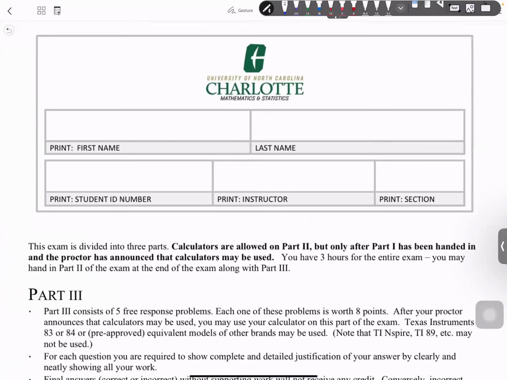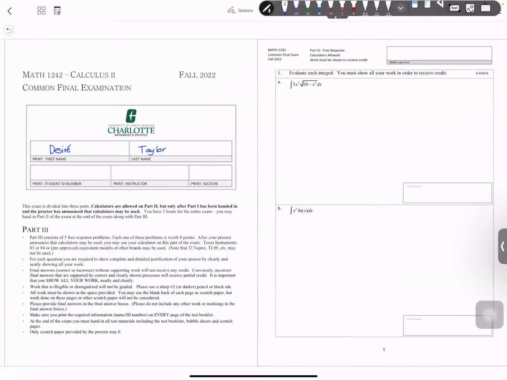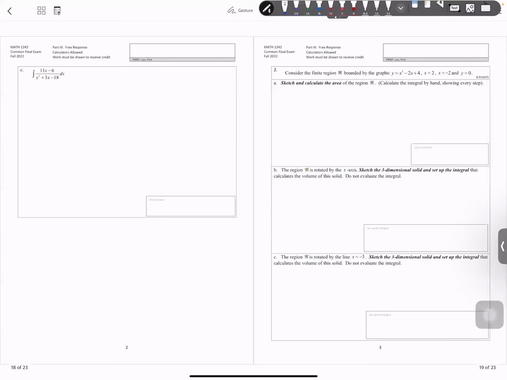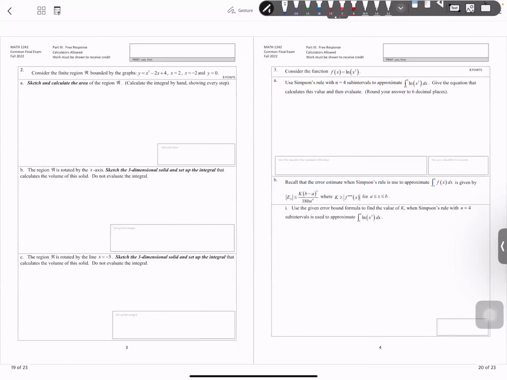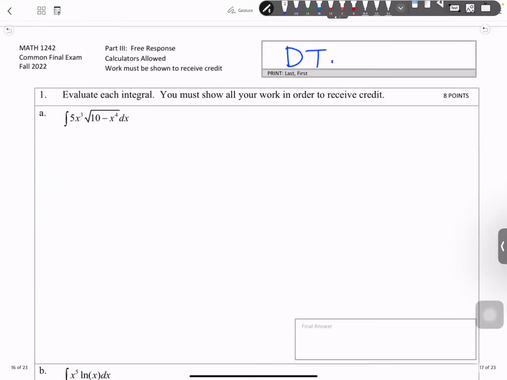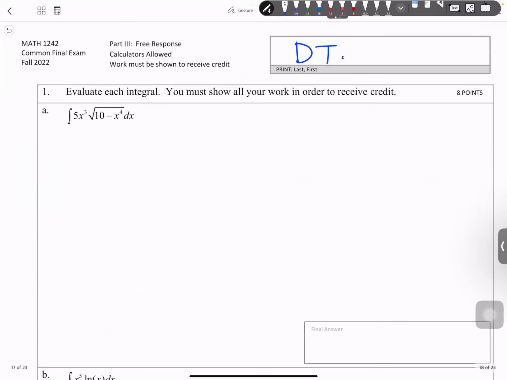All right, and again, for part 3, I want to emphasize, before you start, make sure that your name, there's a name box on each page. Make sure that your name is on every single page. If your name is not on a page, we don't have to grade it, okay? Keep that in mind.